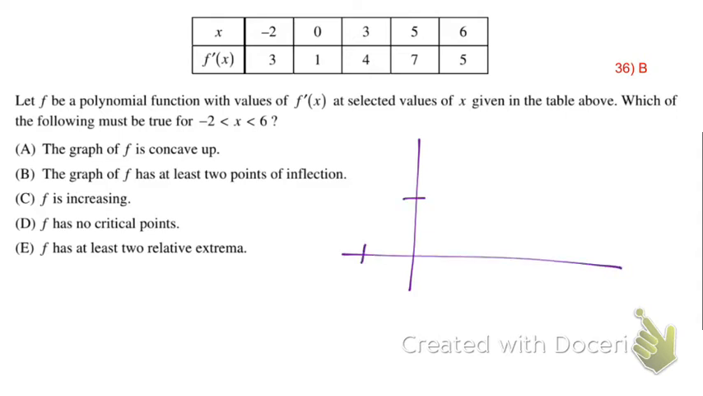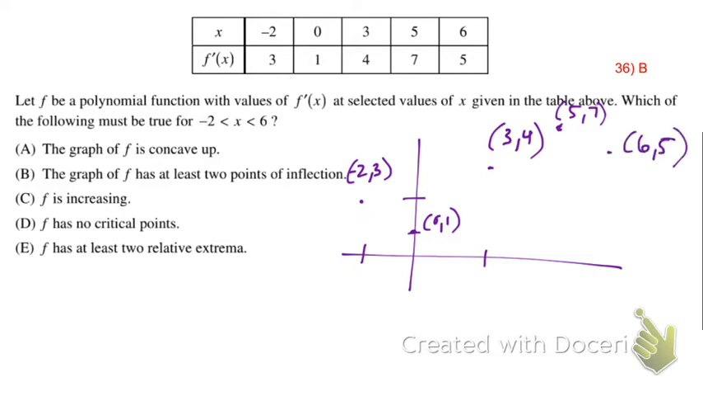-2, 3, 0, 1, 3, 4, 5, 7, and 6, 5. So I have points here, here, here, here, and here.